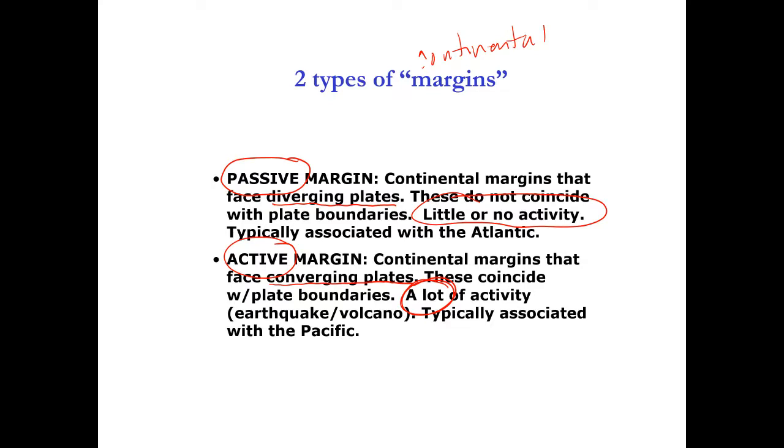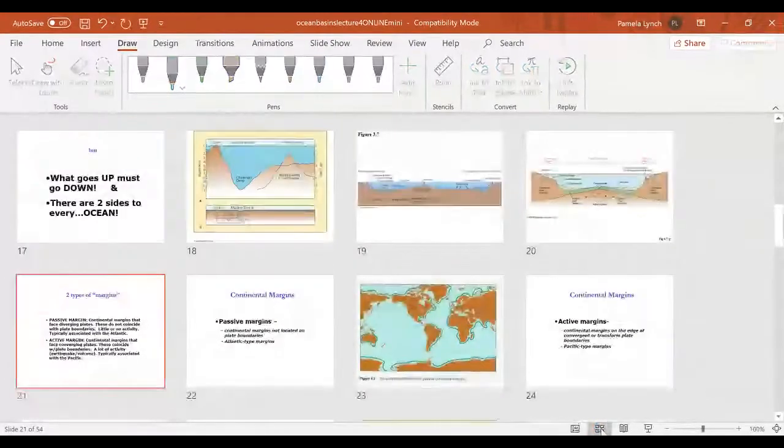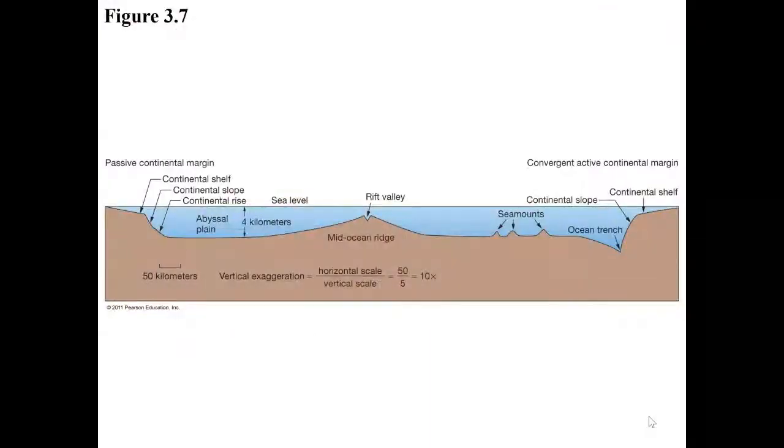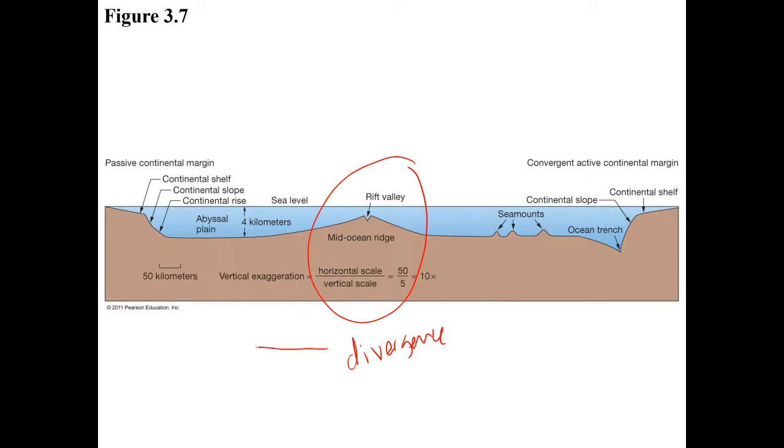I'm going to go back to the figure that we just saw and remind us one more time of these margin types. So here we are. Here's our mid-ocean ridge system. This means this is divergence, right? This divergence is causing this plate to shift and move to the left on this side, and it pushes up the continental crust on this side. Because it's facing a divergent plate boundary and it's far away from the mid-ocean system, it's a passive continental margin.